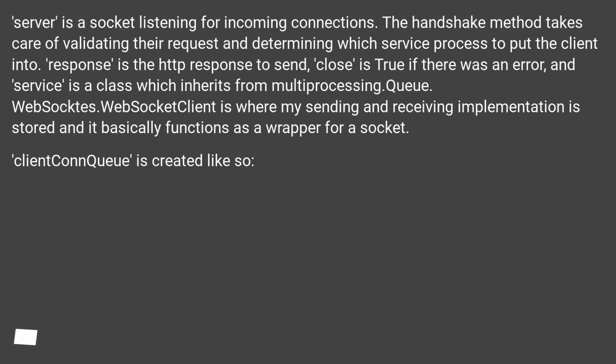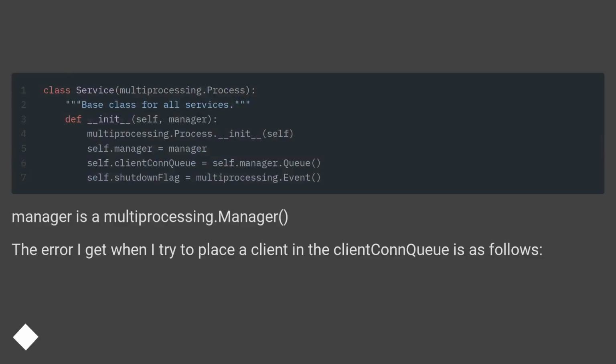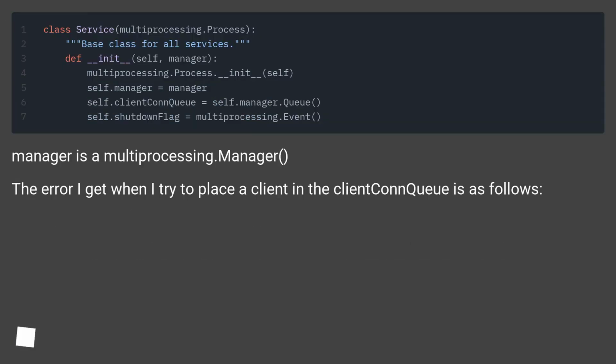WebSockets.WebSocket client is where my sending and receiving implementation is stored, and it basically functions as a wrapper for a socket. Client Queue is created like so. Manager is a multiprocessing.Manager. The error I get when I try to place a client in the client queue is as follows.